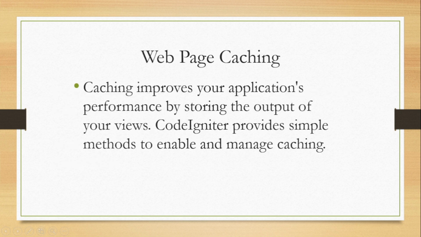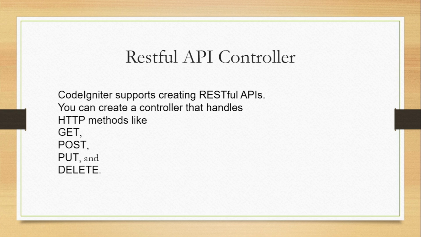Next, web page caching. Caching improves your application performance by storing the output of your views. CodeIgniter provides simple methods to enable and manage caching. RESTful API controllers: CodeIgniter supports creating RESTful APIs. You can create a controller that handles HTTP methods like get, post, put and delete. We will learn how we can create our REST API controller in our further sessions.